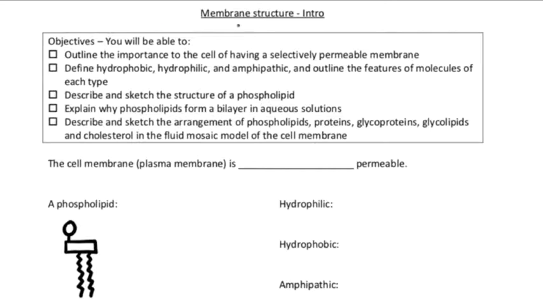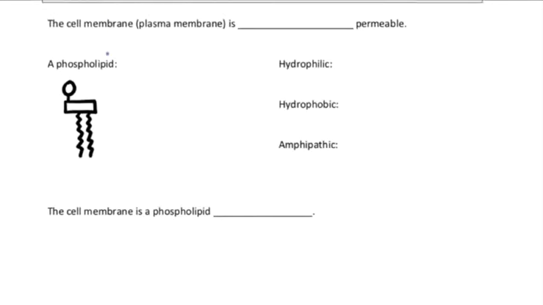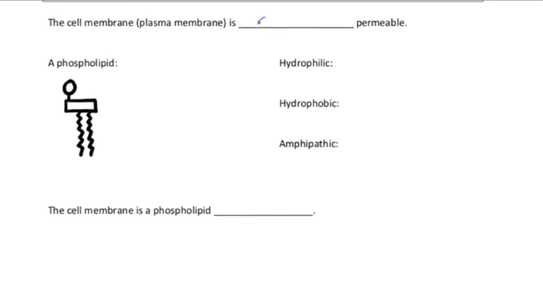In this first lesson on membrane structure, we're going to be talking about phospholipids and the phospholipid bilayer. And here are your objectives. So the first thing to understand about the cell membrane, also called the plasma membrane, is that it's selectively permeable. It lets some things through and doesn't let other things through. And we'll talk about why that is over the next few lessons.